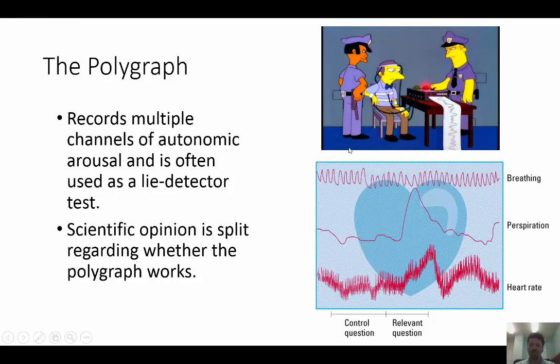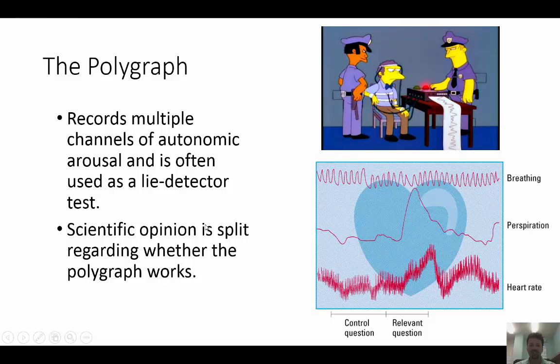You can wire somebody with a series of electrodes designed to measure their breathing, their sweating, their heart rate, and you can track the autonomic nervous system. You can track how the autonomic nervous system is working. And researchers do this all the time to measure people's response to stress, to measure different aspects of the autonomic nervous system. But the polygraph has been particularly used to serve a function called a lie detector.